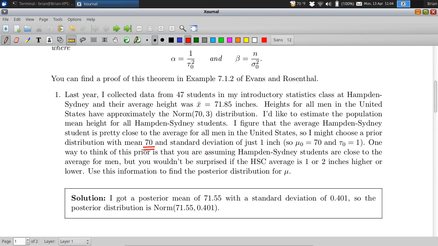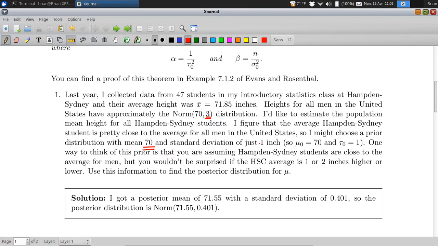Then I also need to pick a standard deviation for this prior distribution. This doesn't have to be the same as the population standard deviation, right? The population standard deviation, I'm assuming, is about 3, but my prior is modeling a different thing. It's not modeling the population, it's modeling where I think the mean might be. And right now I think that the population mean for Hampton-Sydney might be 70, but I think I might be off target a little bit. Maybe Hampton-Sydney students are a little taller or a little shorter than other men in the United States.